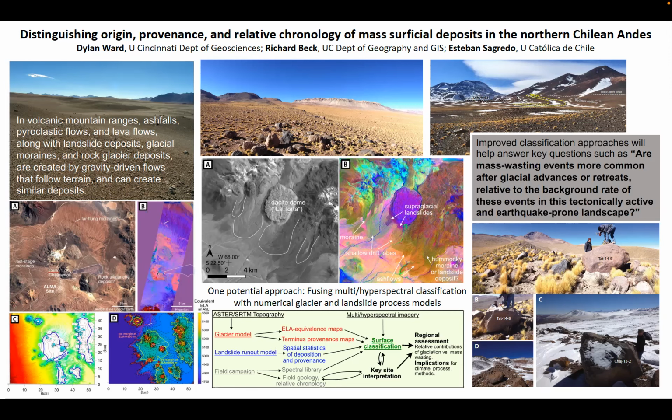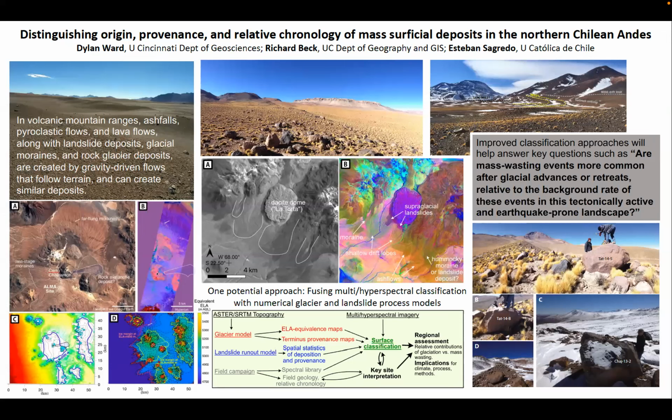One of the things that we've dealt with there is that in these volcanic mountain ranges, ash falls, pyroclastic flows, lava flows, landslide deposits, moraines, all follow gravity and they all end up in the same place and they're all bouldery messes. They all look really similar in the field and can actually look similar in map view.